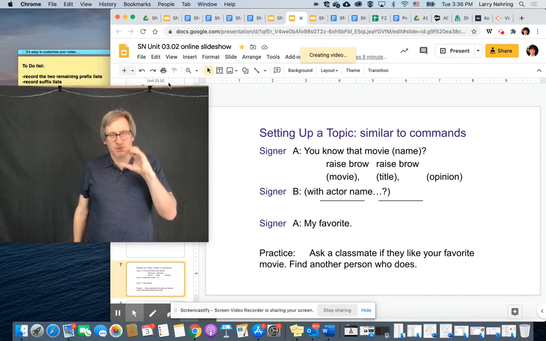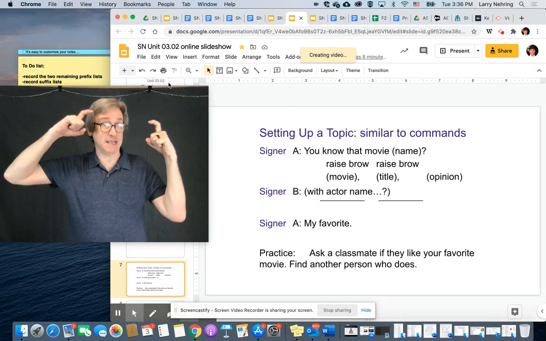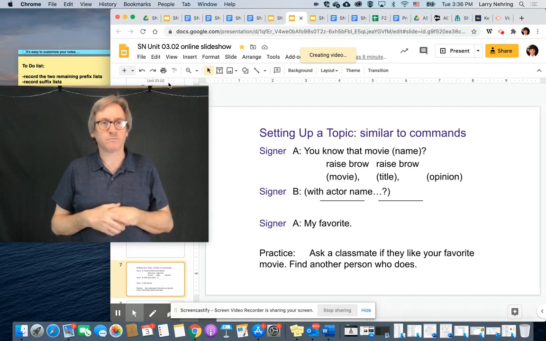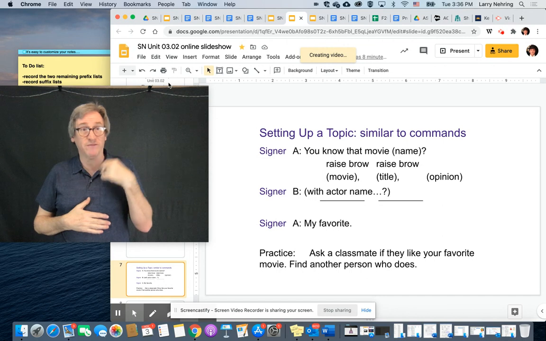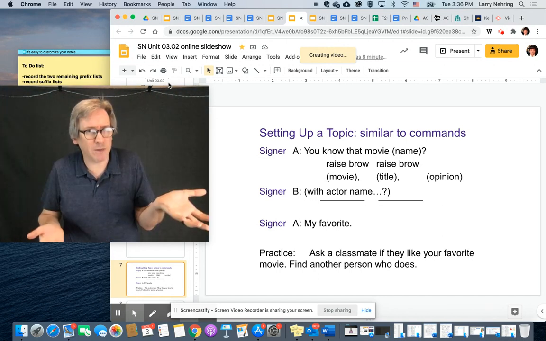And I bring up, this isn't part of the book. This is something that's just very similar, in that raising the eyebrows for a new topic. We use it all the time. And it's a way of checking in with the other person of, you know what I'm talking about? Right? You know what I'm talking about.